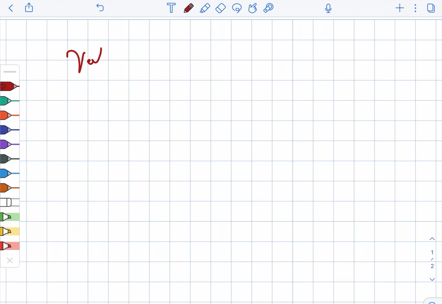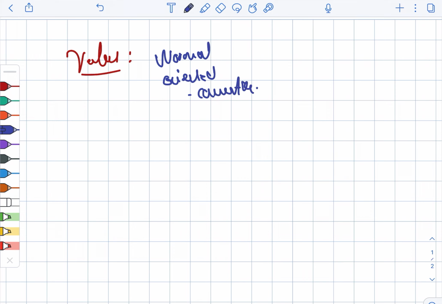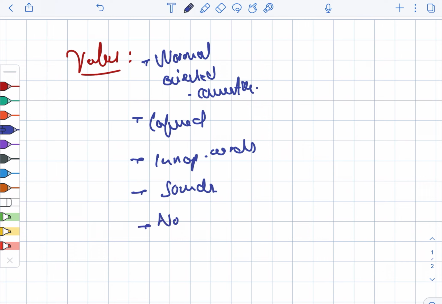Next, looking at the verbal response. In verbal response, there is 5, 4, 3, 2, 1. The first one is normal, oriented conversation. Next is confused. Next, inappropriate words. Then there are only sounds, and there are no sounds, and next is non-testable, NT.